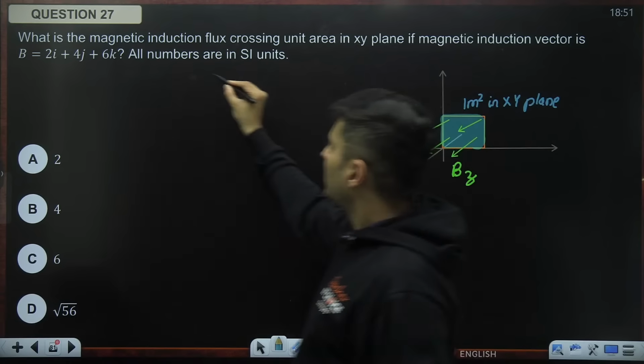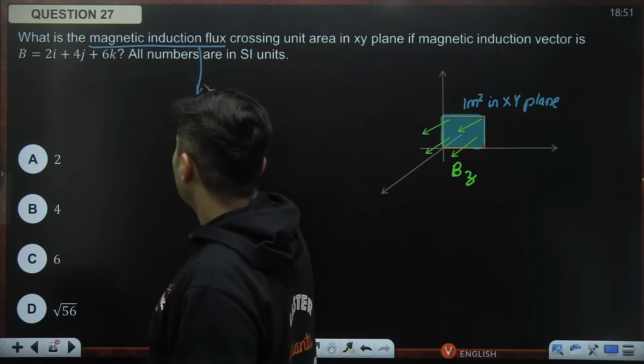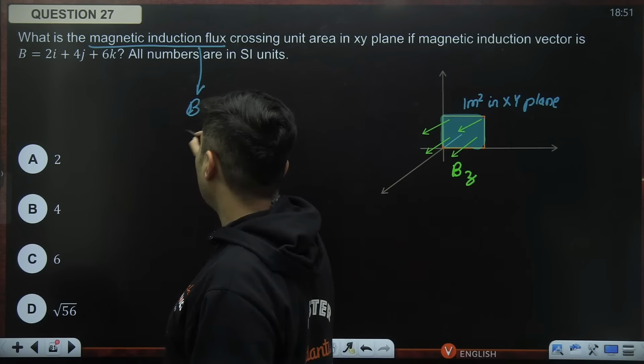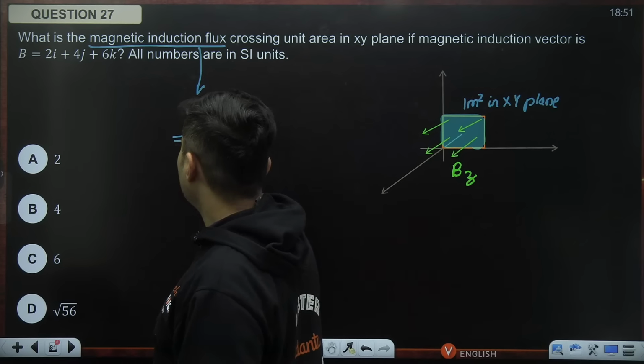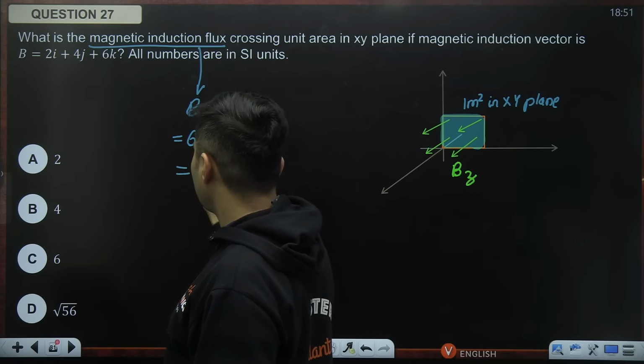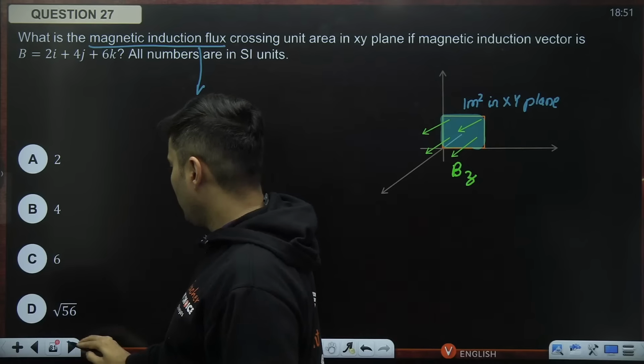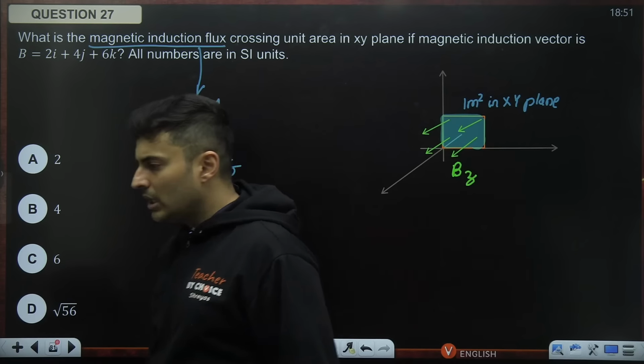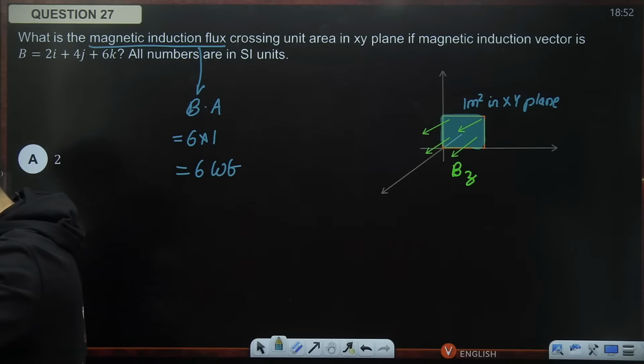So the question is the magnetic flux, which is field multiplied by area. Field, you will just take 6, area is 1, so 6 Weber is the answer. Option C. Yeah, option C, guys. Very good. No, it is not D. Sanjit, yeah, it is option C.